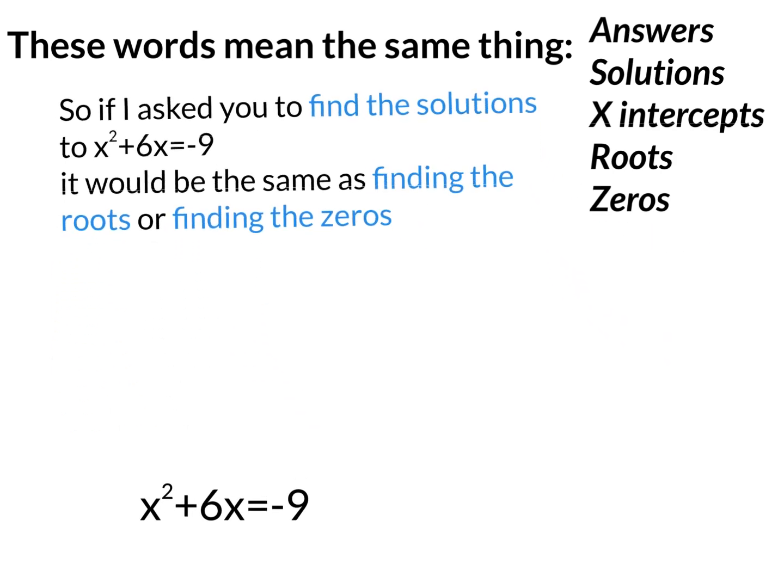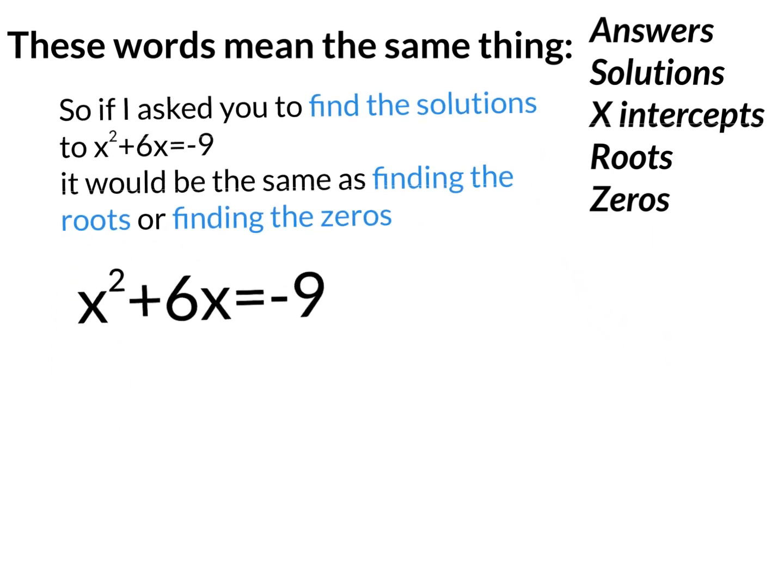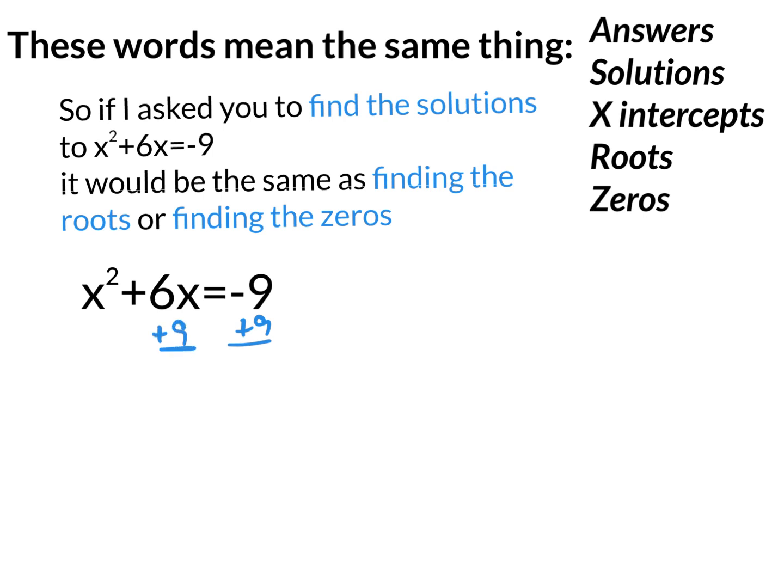Sorry about that. So if I did ask you to solve this, you guys just told me that you would set it equal to 0. So you would add 9, and you would have x squared plus 6x plus 9 equals 0. And by the way, that's one of the reasons why they have zeros as a possible word for this. Because you're finding the zeros, well, you had to set it equal to 0 first to find the answers. That's why they're called zeros.